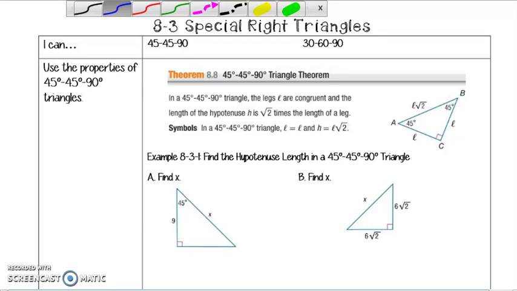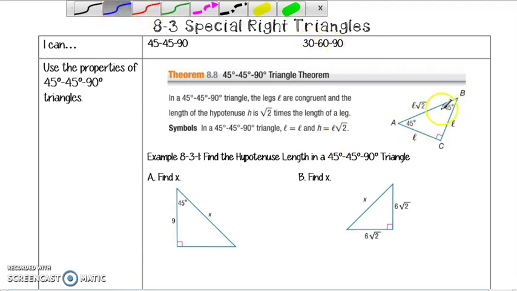So in Lesson 8.3, special right triangles, we have two types of triangles that have these special ratios so that we don't have to use the Pythagorean theorem every time. We can use the pattern. So a 45-45-90 triangle and then a 30-60-90 triangle.